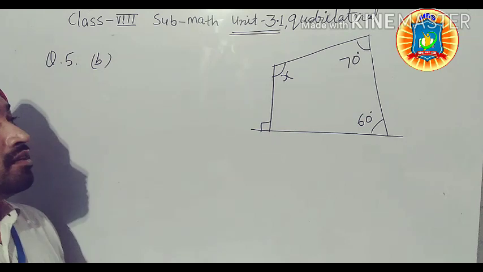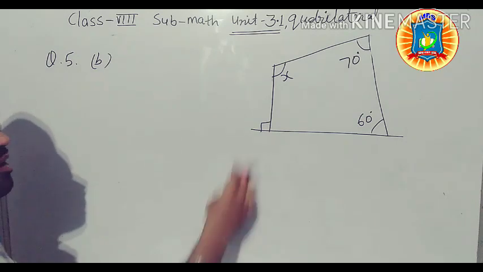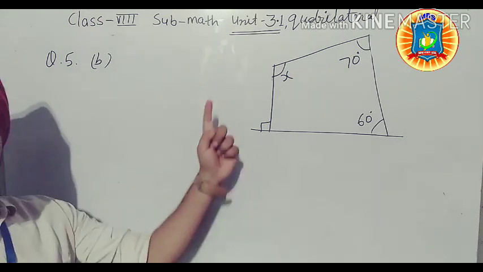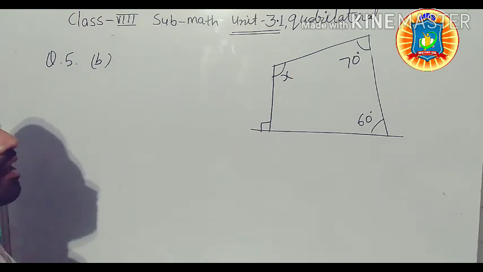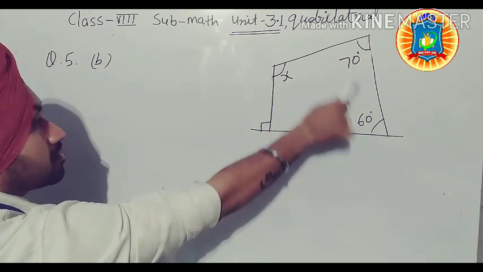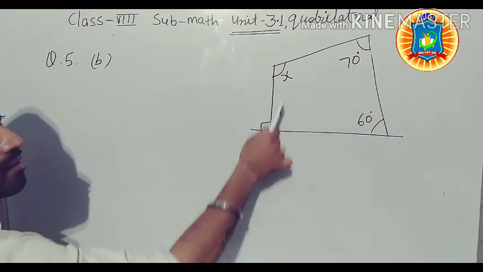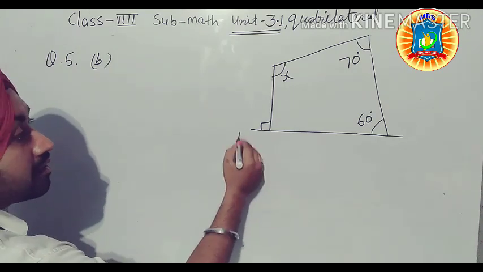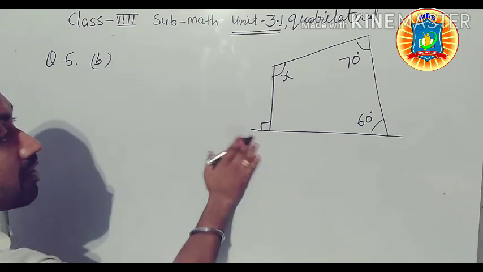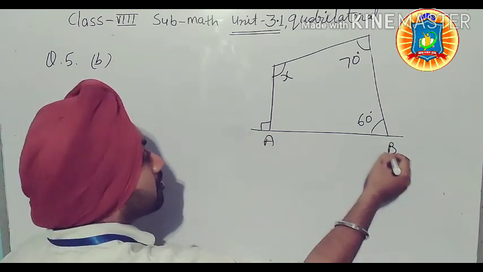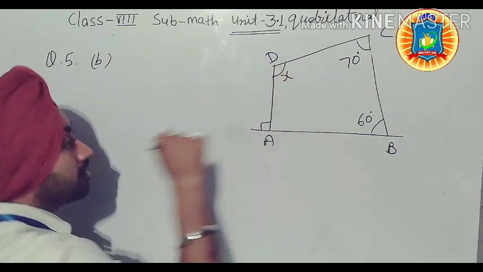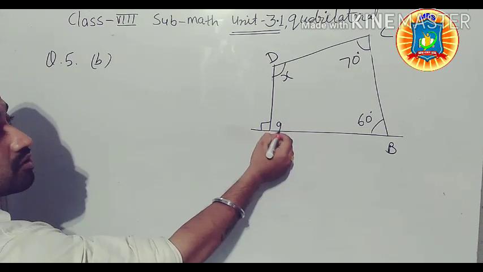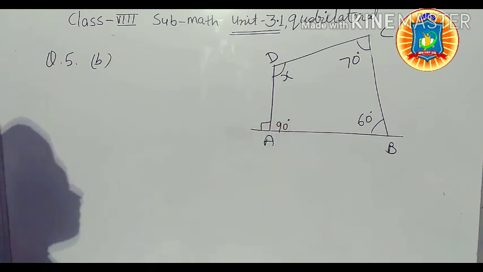So in this quadrilateral, because it has 4 sides, it is known as a quadrilateral. In this quadrilateral we want to find the value of x. Here we have 2 angles and the third angle is x. If we observe here, it is making a linear pair. First we name the quadrilateral A, B, C and D. This angle is 90 degree, so this angle also becomes 90 degree.